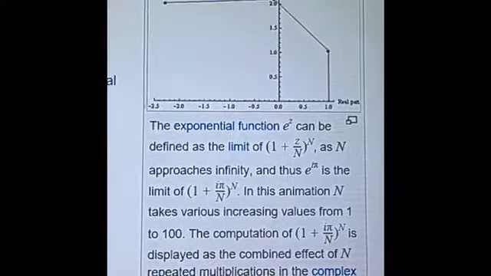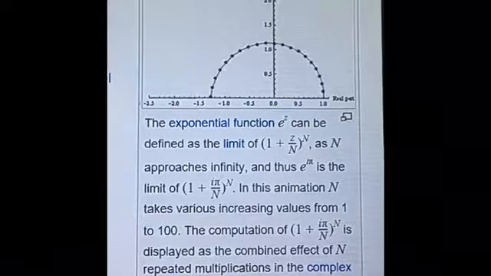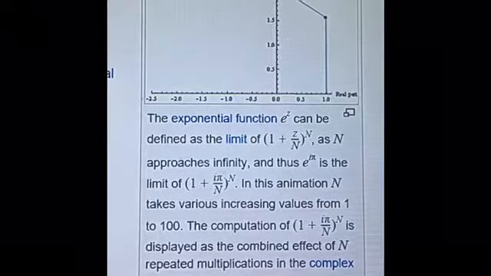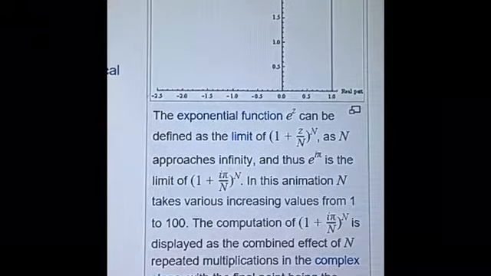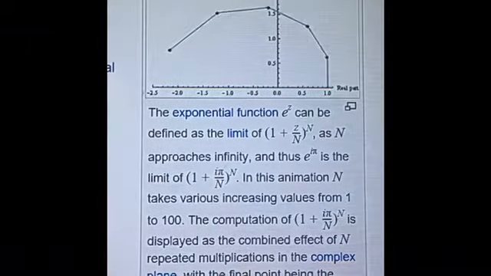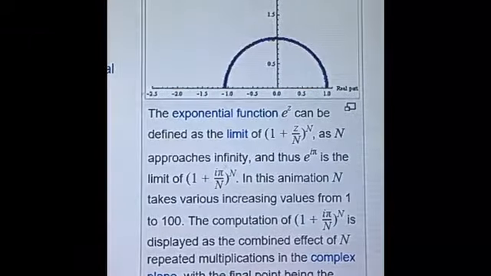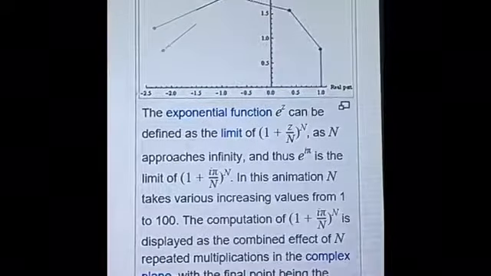The exponential function e to the power of z can be defined as the limit of (1 plus z over n) to the power of n, as n approaches infinity, and thus e to the power of i pi is the limit of (1 plus i pi over n) to the power of n.